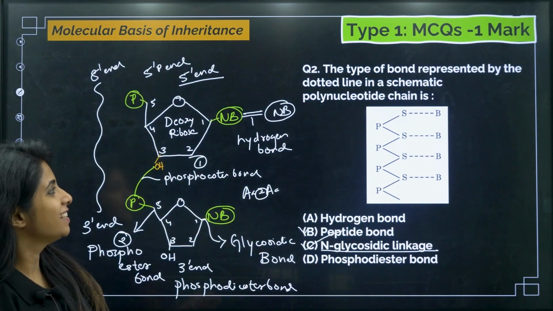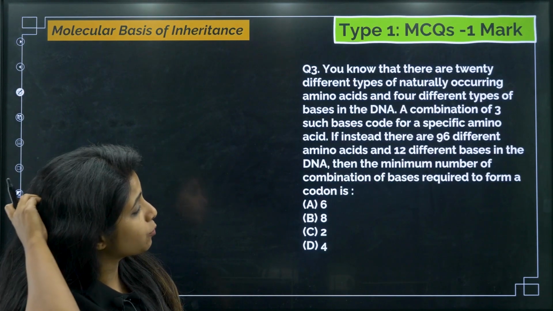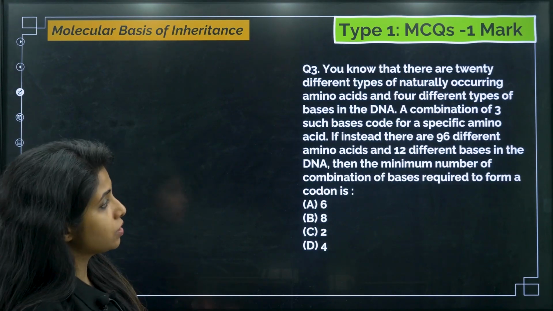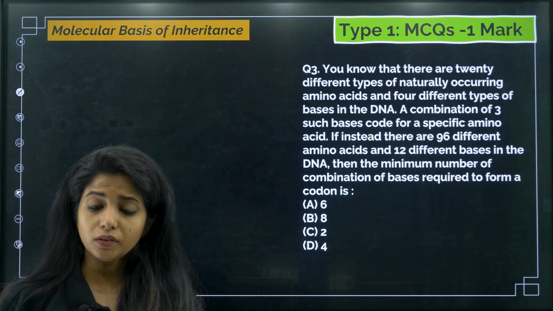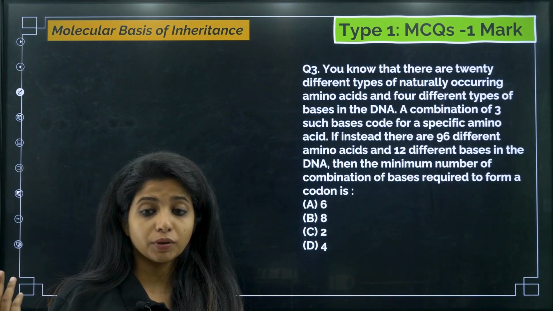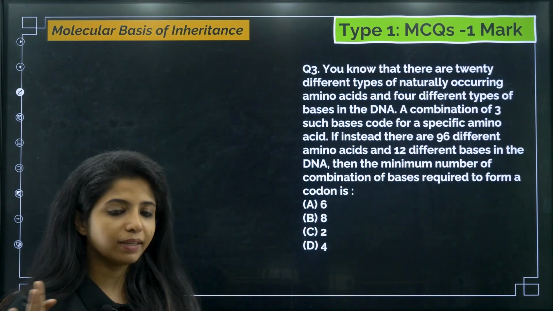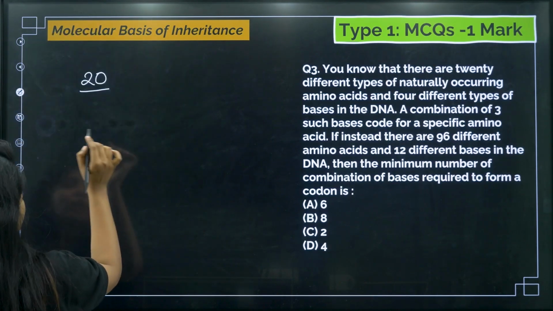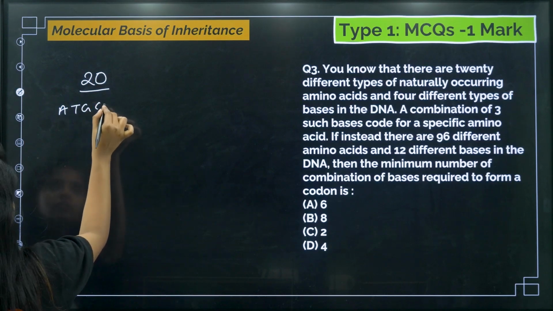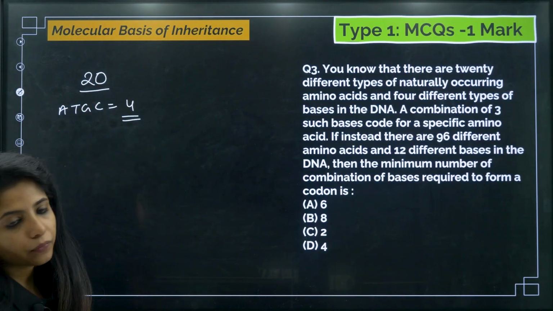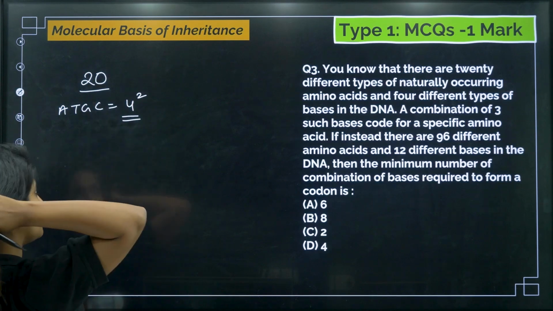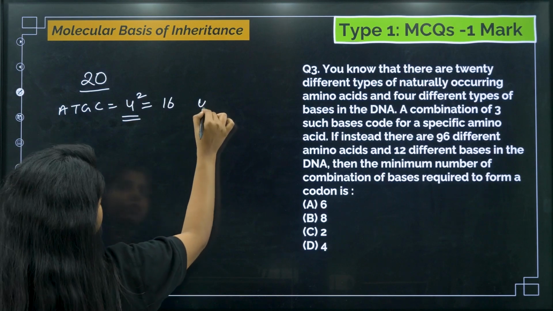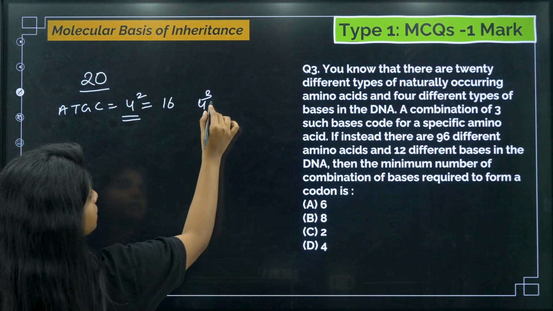Works? Yeah. Next thing, you know that there are 20 different types of naturally occurring amino acids. We know that, right? Now, a combination of 3 such bases code for a specific amino acid. So how did we find out that 3 bases come together to form the codon? If 20 amino acids are there, and in total we have 4 nitrogen bases, A, T, G, C, that is equal to 4. If the 4 repeats twice, it is 16, but still it is not close to 20. But if we say 4 raised to the power 3, it's 64.